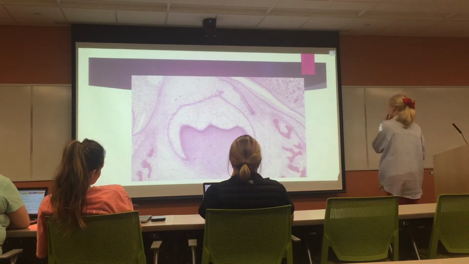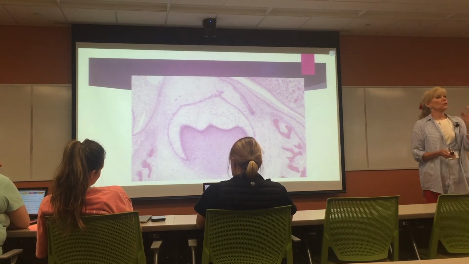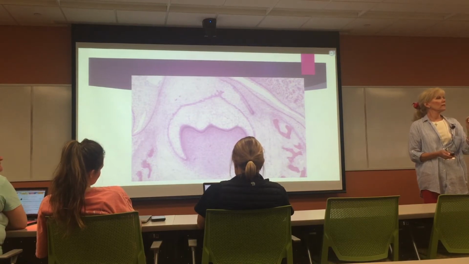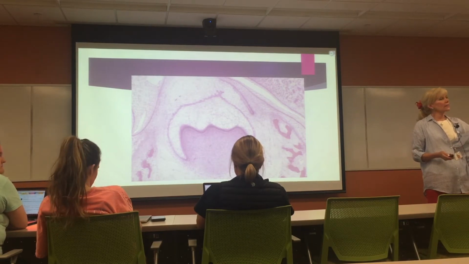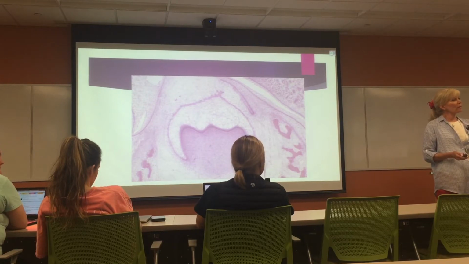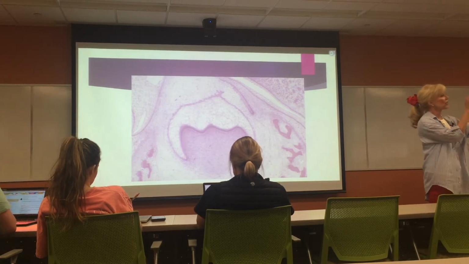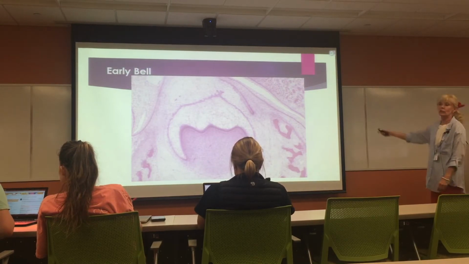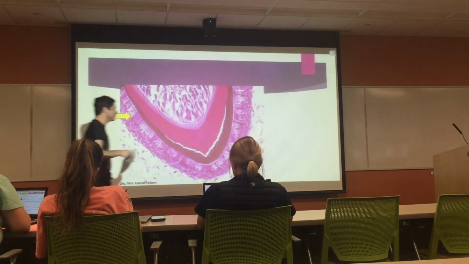So what stage is this? Late bell? Early bell? Jade, you're sticking with the early bell? Who's for early bell? Who's for late bell? Who doesn't care? What is the distinguishing feature of late bell? Mineralization. Yes, you're going to see some enamel, some dentin. So this is early bell. But we do have the shape of the crown starting, so you know that we're going to get some kind of molar here.